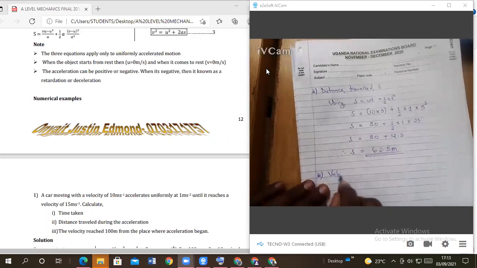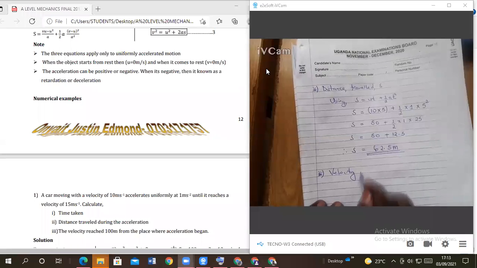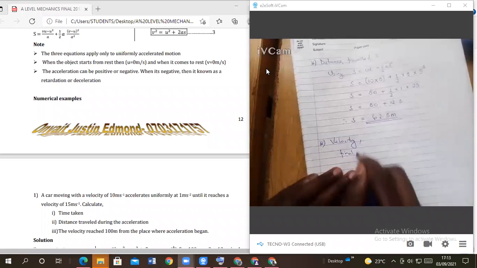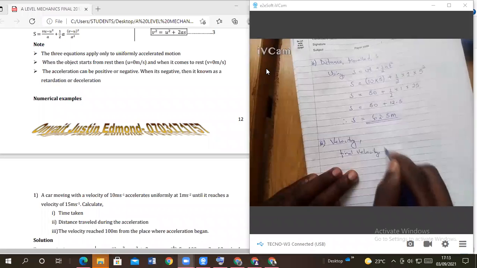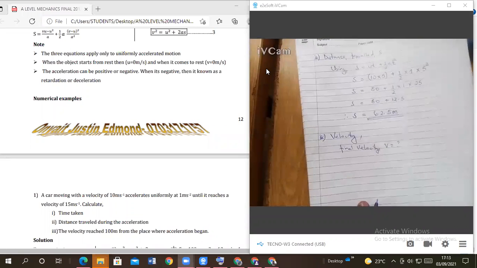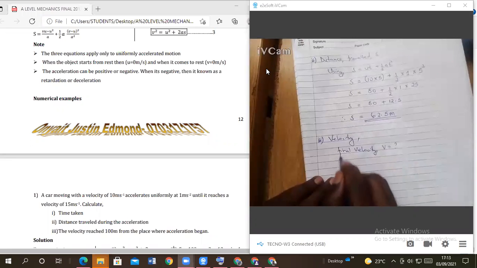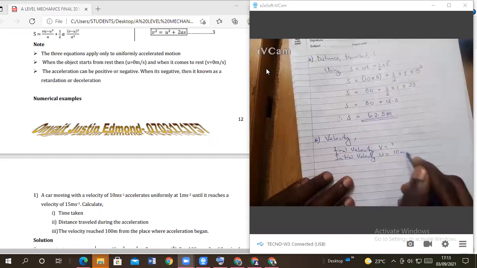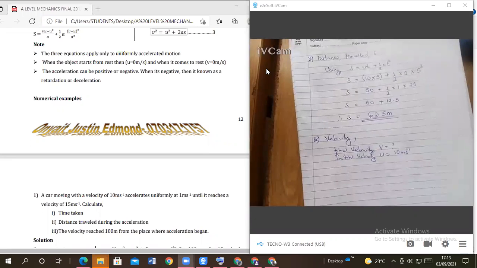Roman 3. They're asking for the velocity. They want us to find the velocity reached 100 meters from the place where acceleration began. So they want us to find the final velocity. Final velocity V, we don't know, because they're saying from where the acceleration began. So which means our initial velocity still remains 10 meters per second, okay?